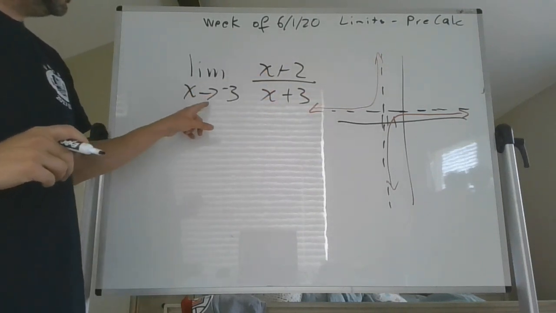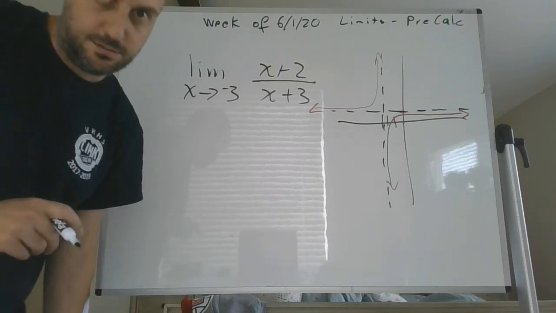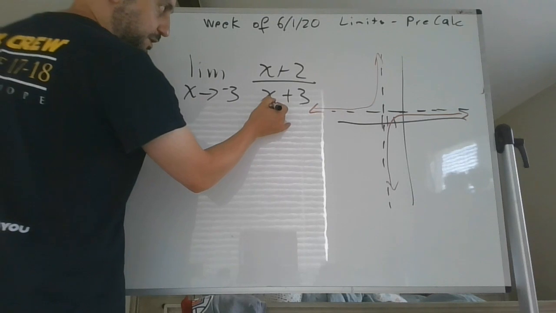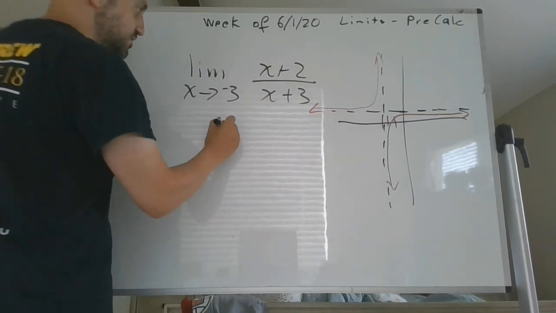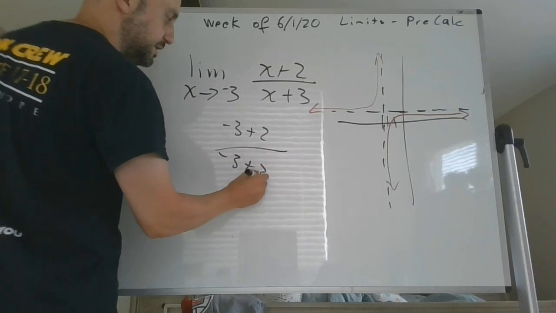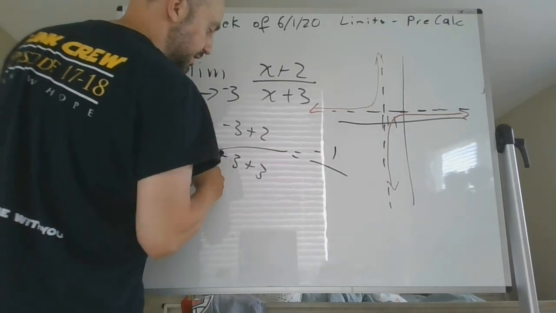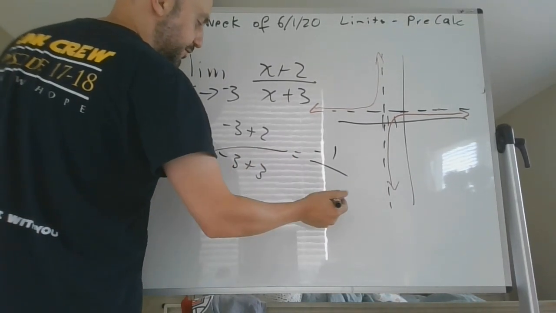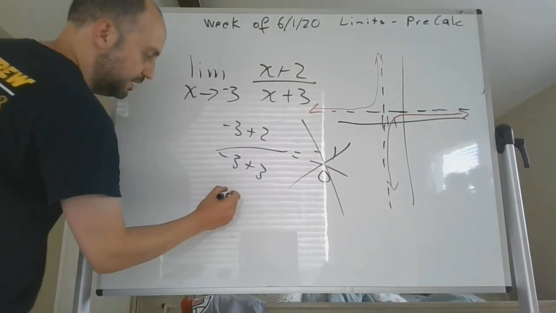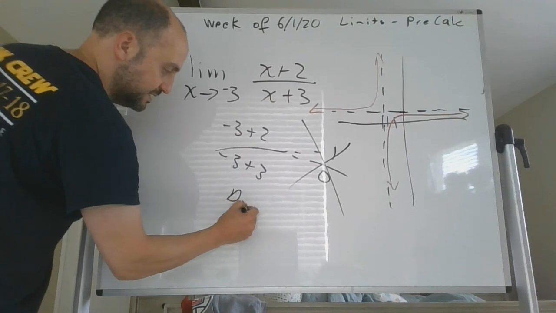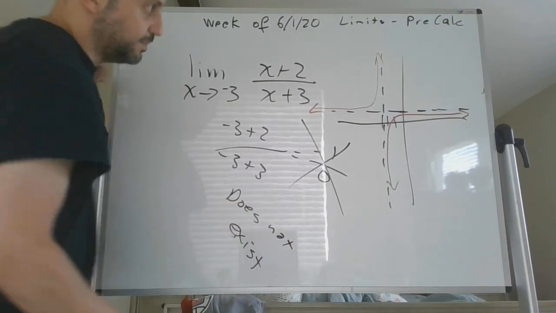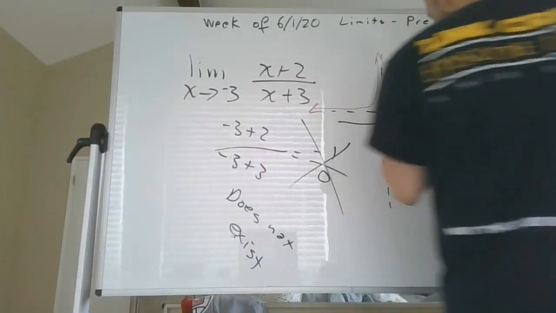And I'm asking for the limit as x approaches negative 3. Now, first and foremost, this seems very obvious. If I plug in negative 3, simple, you're going to get negative 3 plus 2 over negative 3 plus 3, which is going to yield negative 1 over 0. Boom, that automatically tells you the limit does not exist. That is obvious, and by looking at the graph, it's also obvious.